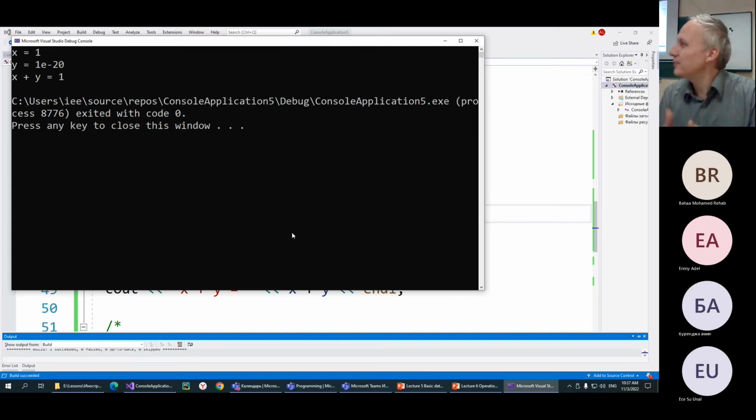It will be correct in the computer. It will be wrong from the point of view of mathematics. In mathematics, if you add two different numbers, you cannot get the same result. 1 plus a small number cannot be equal to 1. But in a computer, when you add 1 plus a small number, you can get 1 if this number is very small.